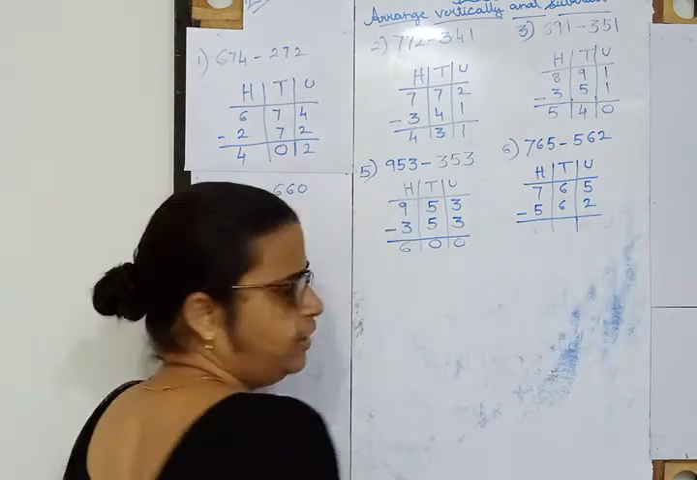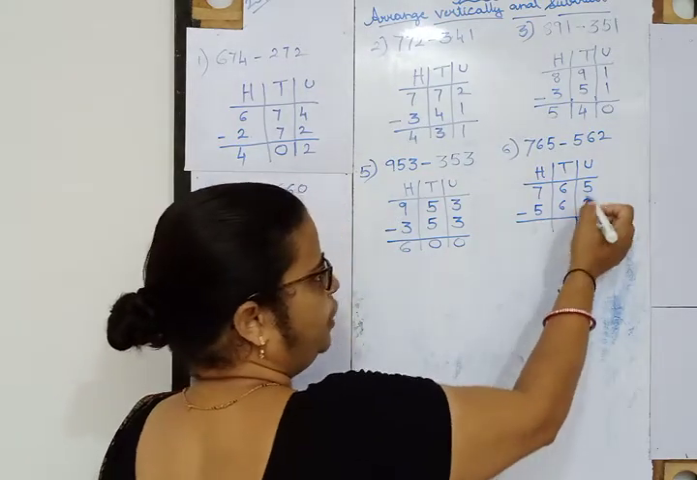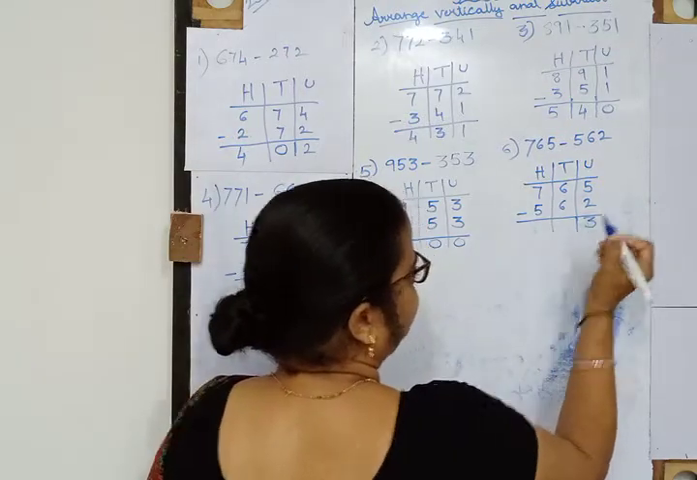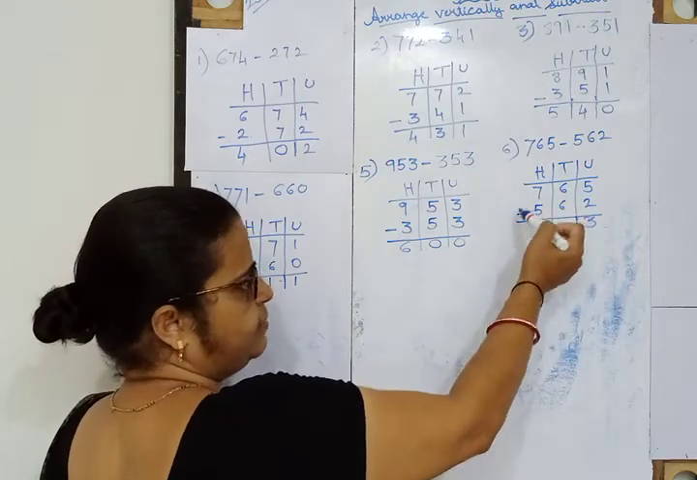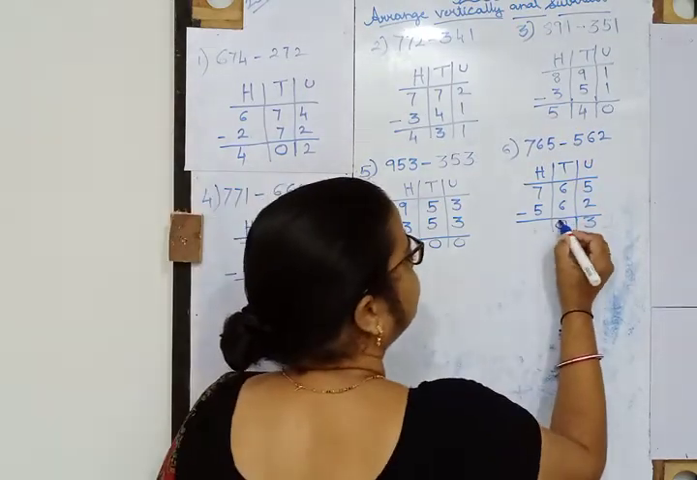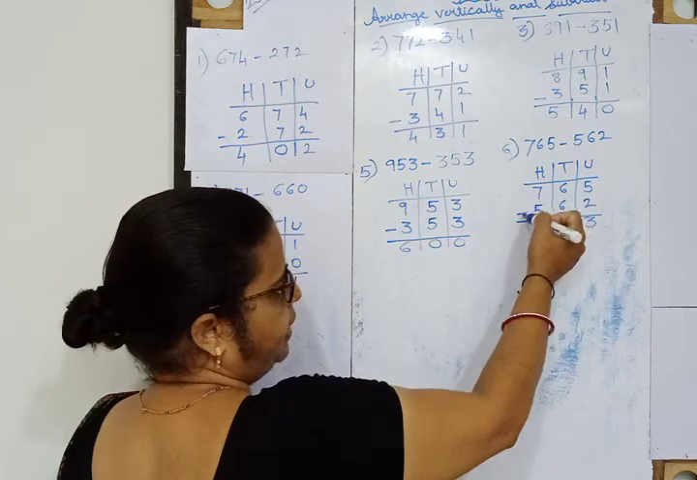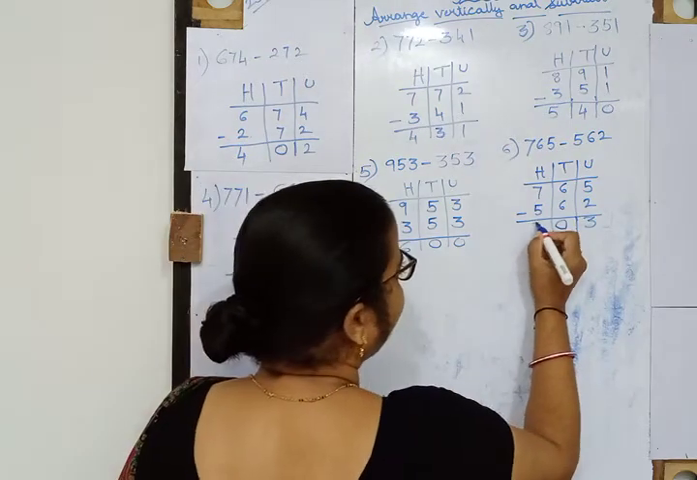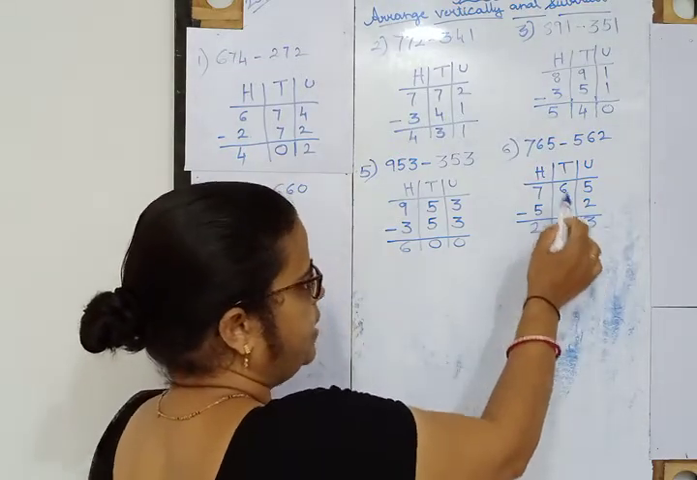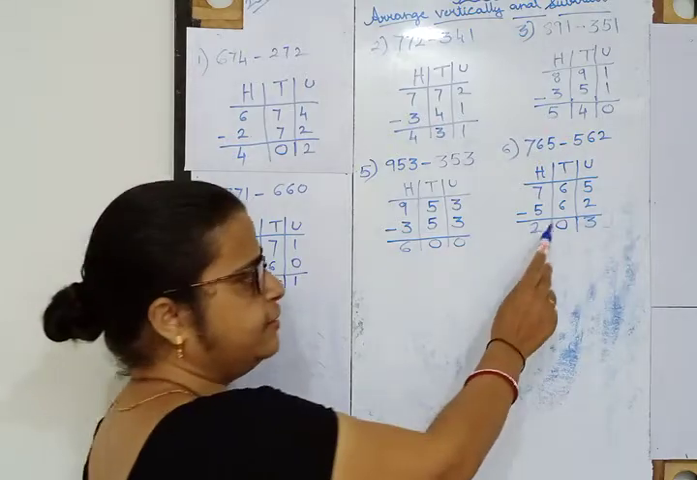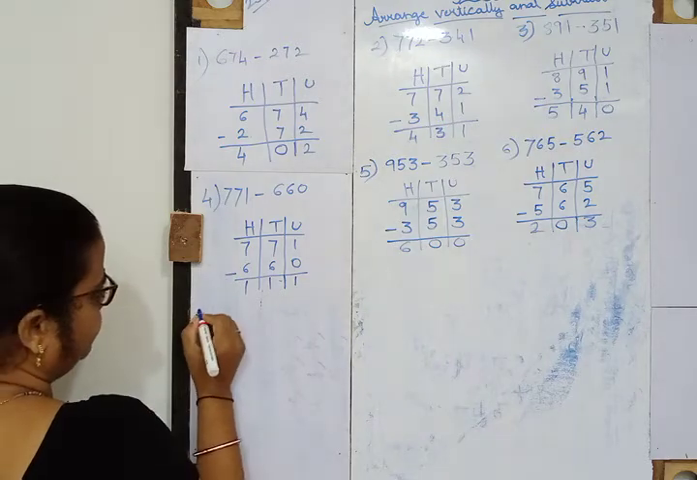So now we'll begin with the units column. In the units column, 5 units minus 2 units we get 3 units. In the tens column, 6 tens minus 6 we get 0. In the hundreds column, 700 minus 500 we get 200. So that is 200, 0 tens, 3 units. Your answer is 203. So let's see the next example.